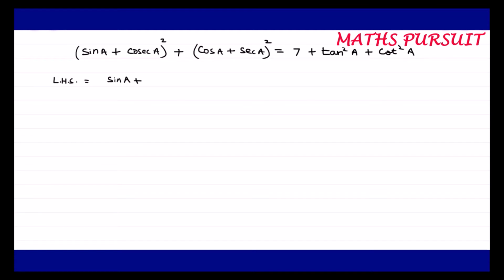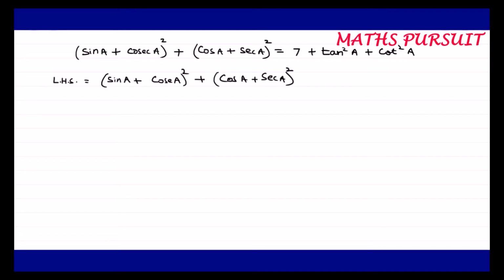So the left hand side of the equation is equal to (sin A + cosec A) to the power 2 plus (cos A + sec A) to the power 2. This is what is given as the left side of the equation. So we are starting our calculation from the left hand side, and we will reach a point where we will get the right hand side. Now let us solve.